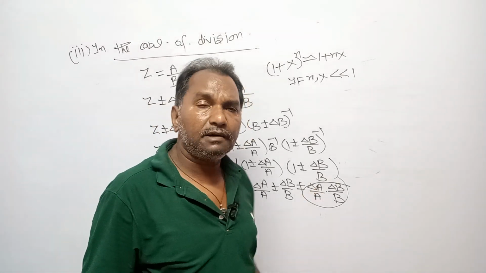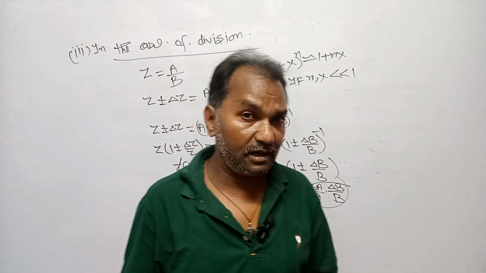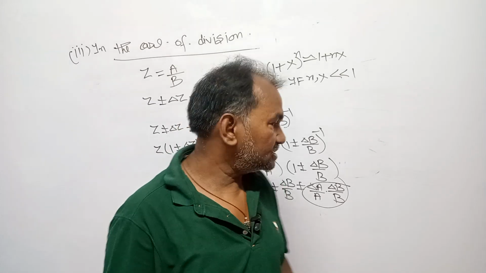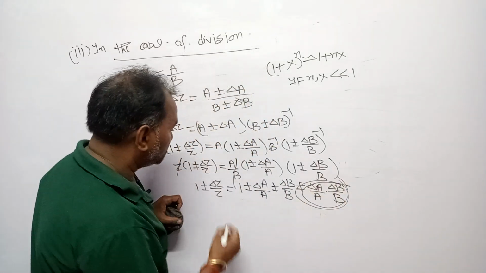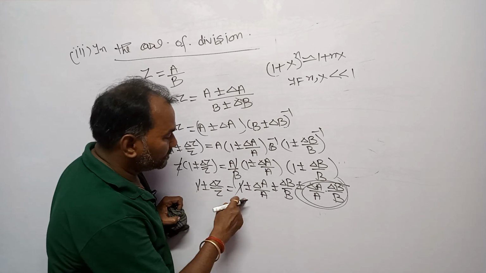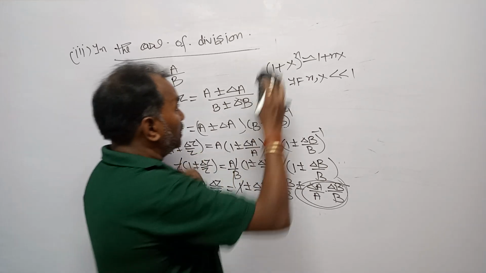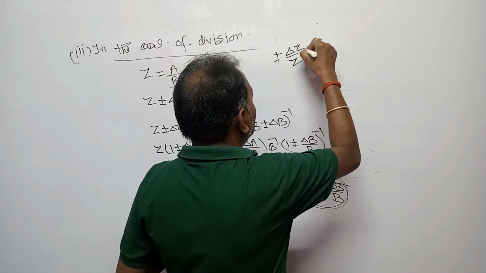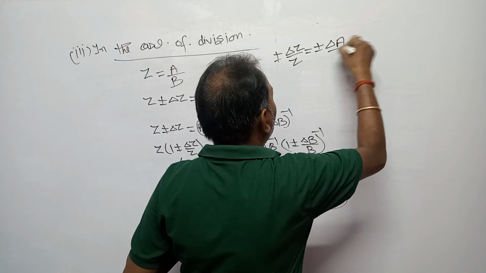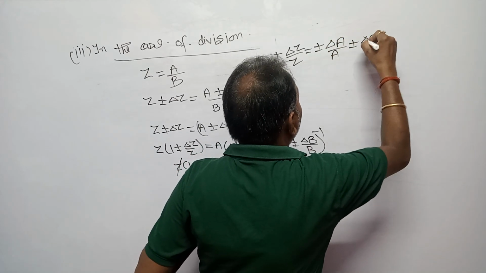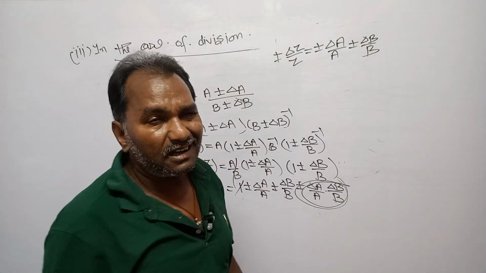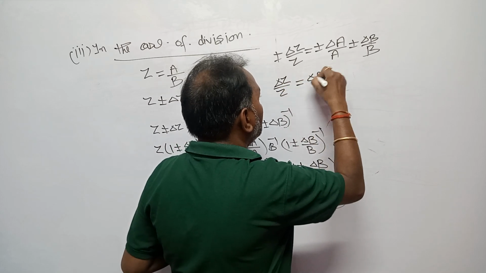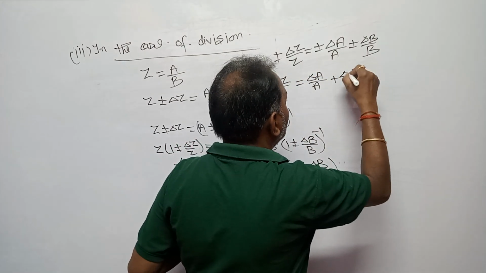Now, dear students, I'm repeating my sentence from a few moments before: delta A and delta B are the error in the values of A and B. So the product delta A and delta B would be very small, and so it is negligible. If you neglect this, then 1 would be cancelled on both sides, and you'll get plus minus delta Z divided by Z is equal to plus minus delta A divided by A plus minus delta B divided by B. Because you know the error is always considered positive, you can write delta Z over Z is equal to delta A divided by A plus delta B divided by B.